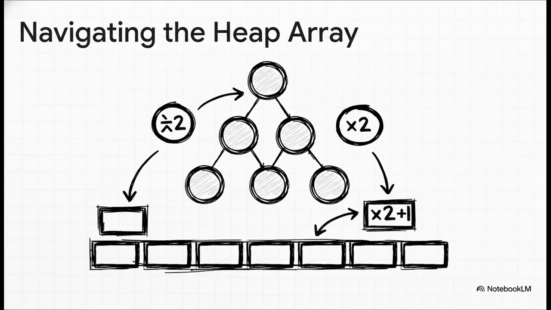And the way the computer navigates this tree is with ridiculously simple math. For any item at index i in the array, its left child is always at index 2i, and its right child is at 2i plus 1. Need to find the parent? Just divide the index by 2. It's just an elegant and blazingly fast way to maintain that tree structure without any complicated overhead.